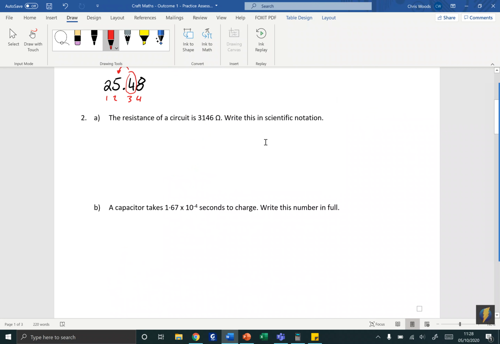So there's the first 2 marks. If I come down here, the resistance of a circuit is 3146 ohms. Write this in scientific notation. Don't worry about this unit. It's a measurement of resistance in electricity, so you don't need to worry about it.